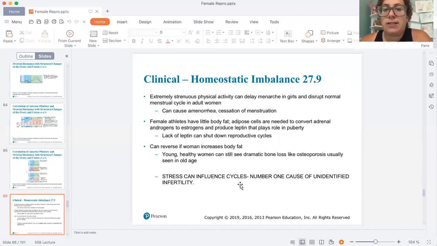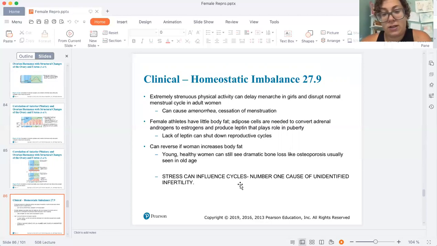Menarche, which is the first period, typically happens around age 10 to 13 or 12 to 13. Extremely strenuous activity or stress can cause cessation of menstruation, known as amenorrhea. Sometimes in female athletes, because they have little body fat, and adipose tissue secretes estrogen, there's no leptin being really produced. This can shut down the reproductive cycle.